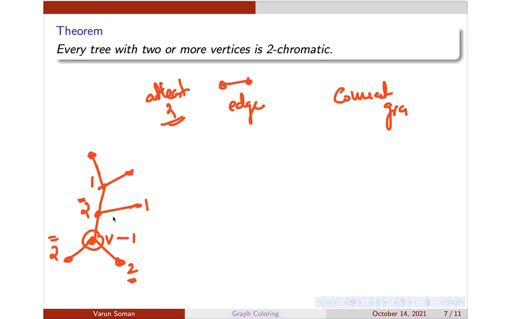In the next stage, I will look at the adjacent vertices of this vertex and this one. This has no adjacent vertex, so I'll color this one with 2. In such a fashion, color all the vertices in the graph using 2 colors. Now we'll show that this is actually a proper coloring. What is a proper coloring? No 2 adjacent vertices have the same color. We'll show that no 2 adjacent vertices have the same color. I hope this coloring pattern is clear to you.